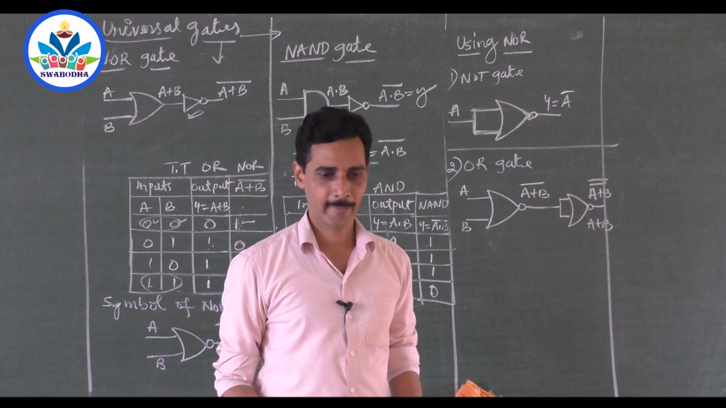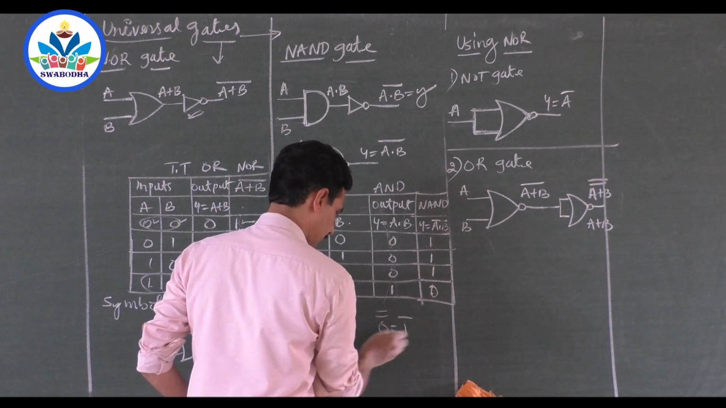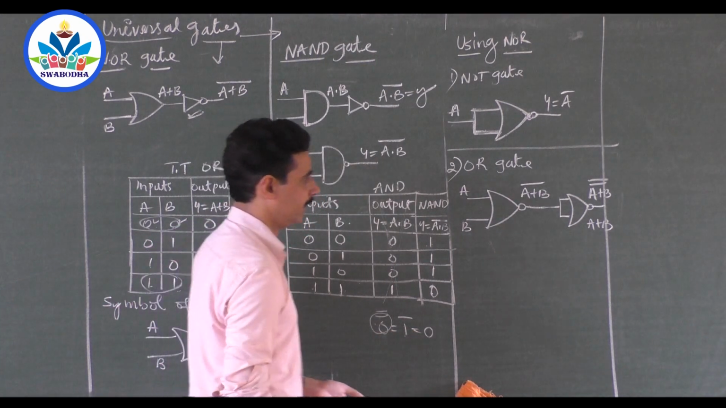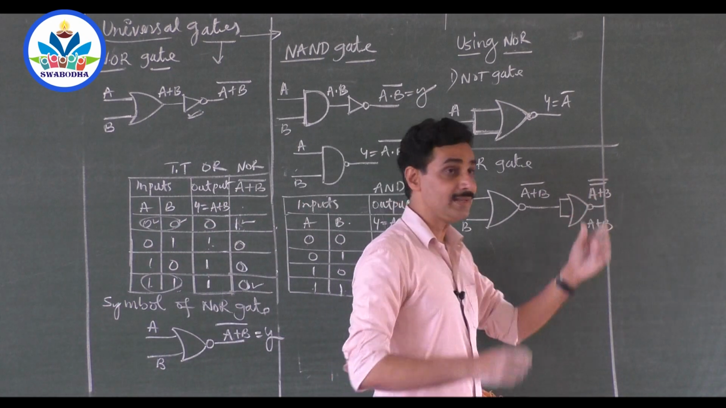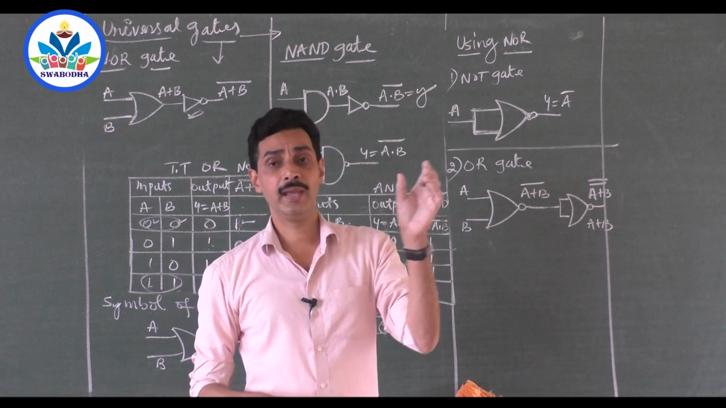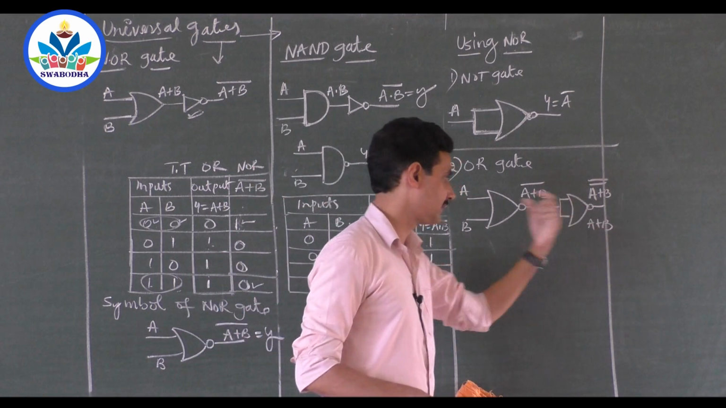0 bar bar. What is 0 bar bar? 0 bar is 1, 1 bar is 0. That is 0. Again the same. So A plus B bar bar: twice if it is complemented, you will get back the same original value. A bar, again bar, A. So A plus B whole bar bar is A plus B.